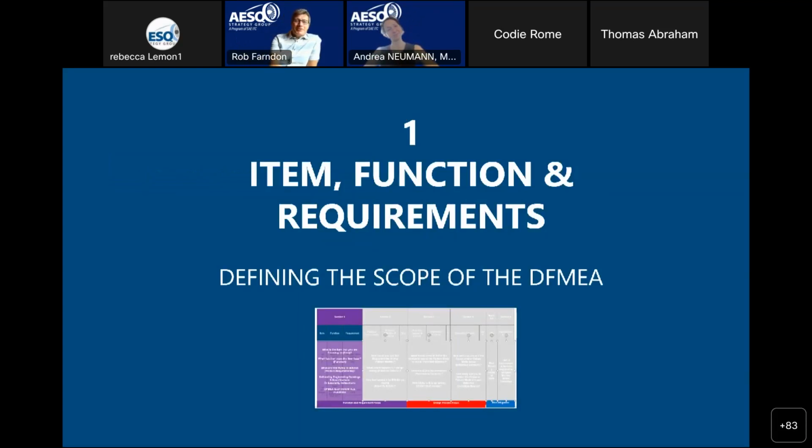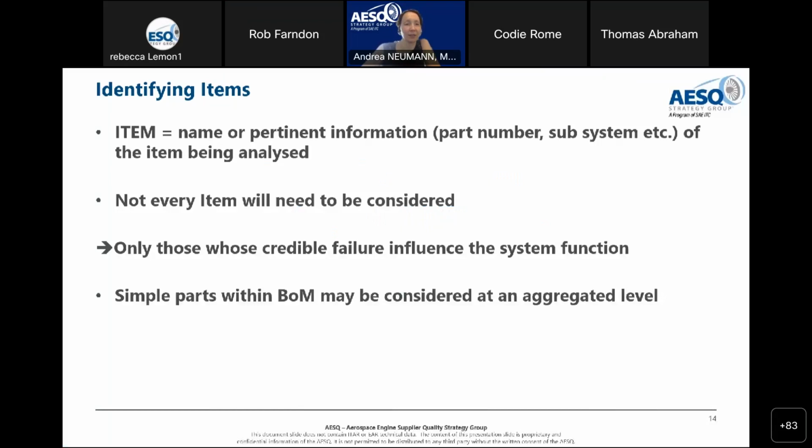Okay, I think at this point in time, I'm going to hand over to Andrea. Thank you. Yeah. So now we are starting the first step of the Design FMEA, to talk about the items, the function and the requirements. And this is one of the main starting points, because everything starts here if you want a comprehensive Design FMEA at the end. Can you click on the next slide?